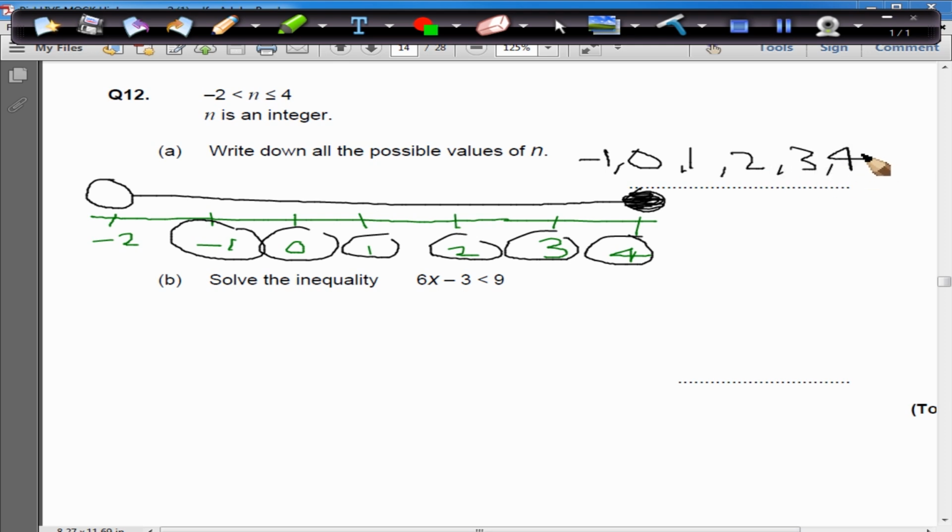Okay, Zisha, can you remind us why the -2 is not part of the answer? Because it's bigger than -2. It has to be bigger than -2, that's why -2 is not in the answer.